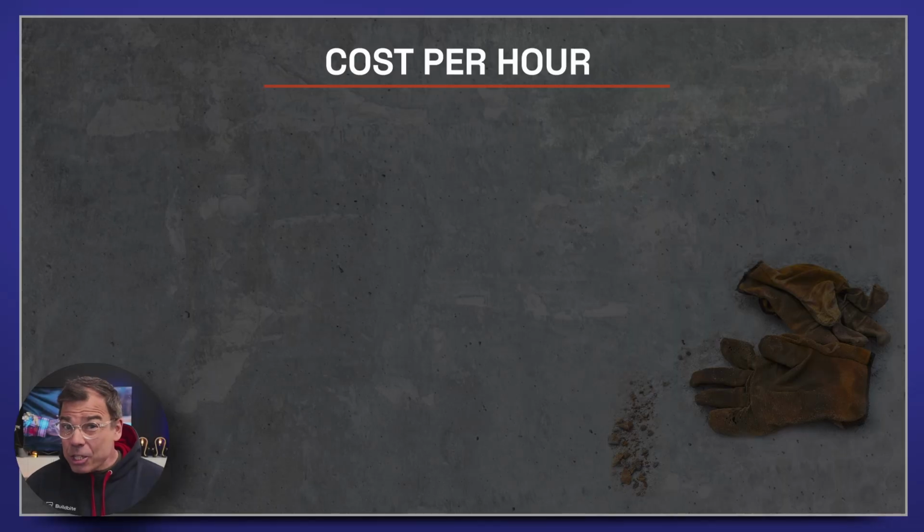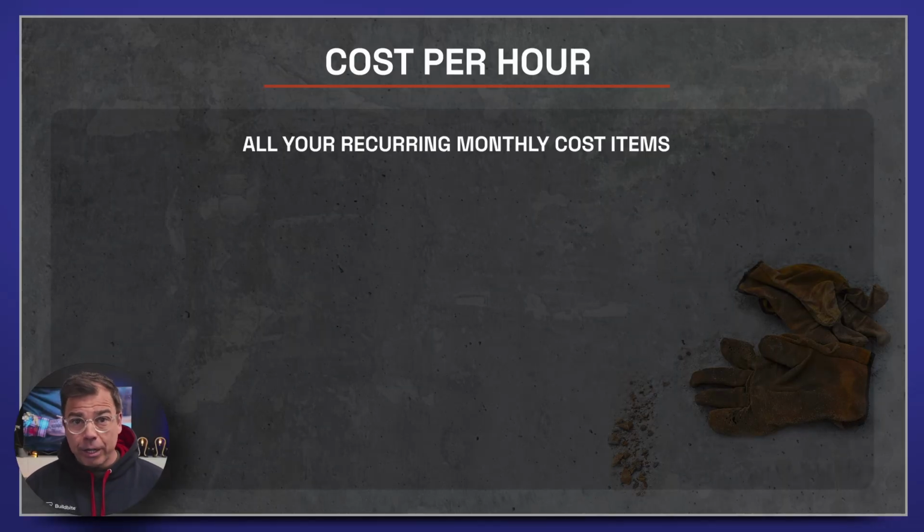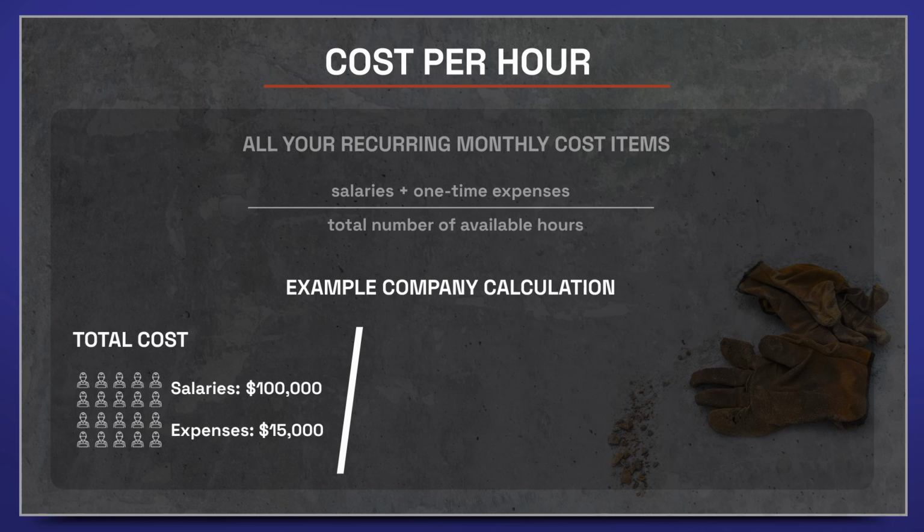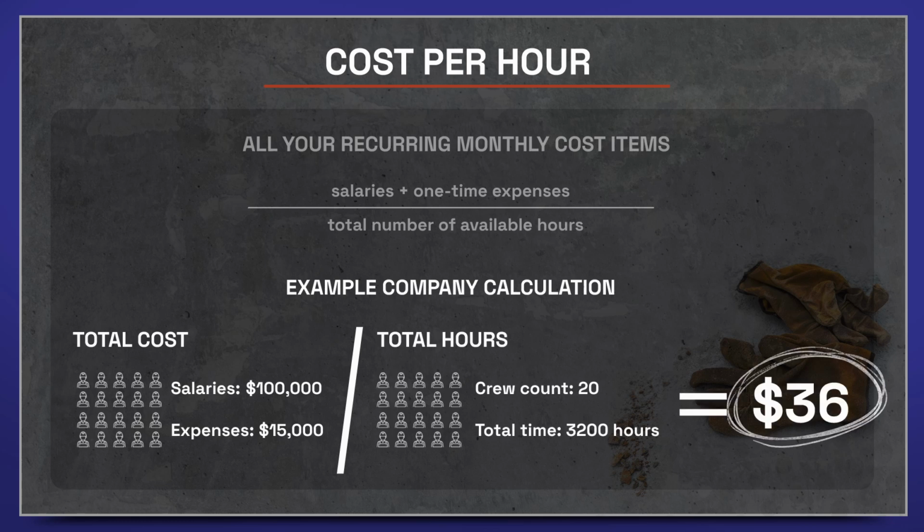All right, so what do we actually mean when we use the term cost per hour? Let me explain. Cost per hour is the sum total of all your monthly recurring costs, such as salaries and one-time expenses, for example, rent, insurances, and so on. Once you know these, write them down and then divide that sum by the total available hours in a month. This will give you the cost per hour. In the example we use here, the cost per hour is approximately $36.